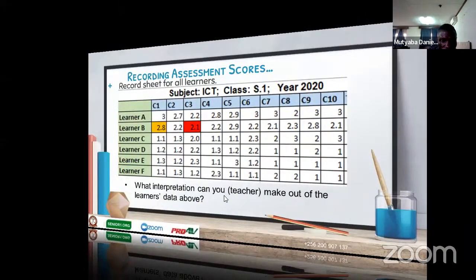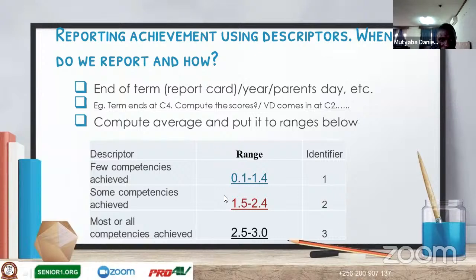And at the end of the day, reporting the learner achievement using these scriptures. When do we report and how? End of term report. Yeah, maybe Mr. Mutiaba? Yes. Yeah, I see we are about to conclude, a few slides left.